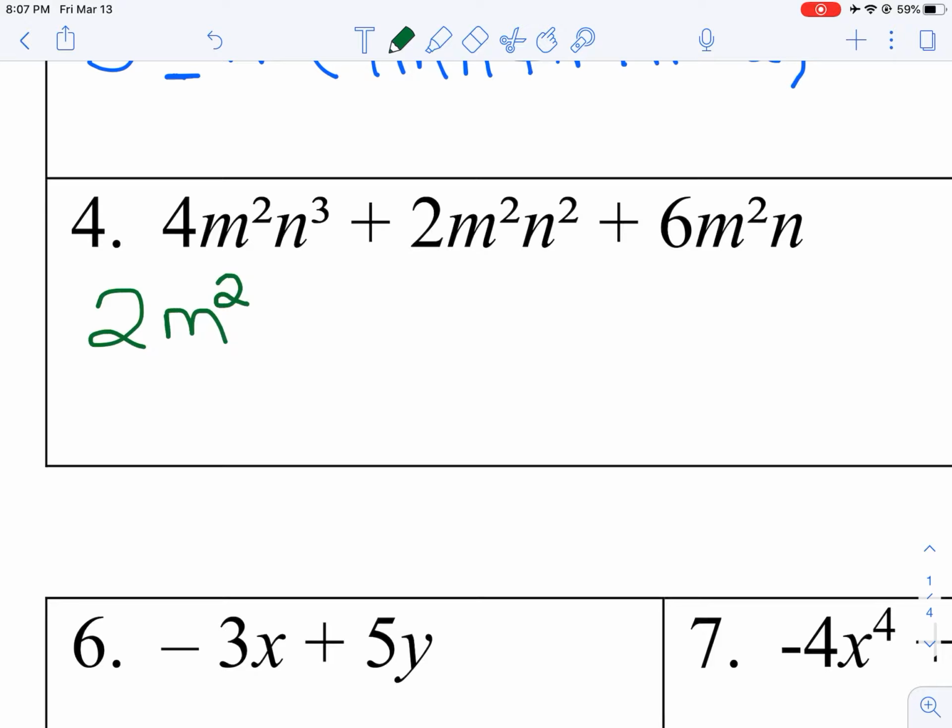Now, do they have an n in common? They do have an n in common. How many n's do they have? Well, they have 3, 2, and 1. What's the lowest number of n's? 1.